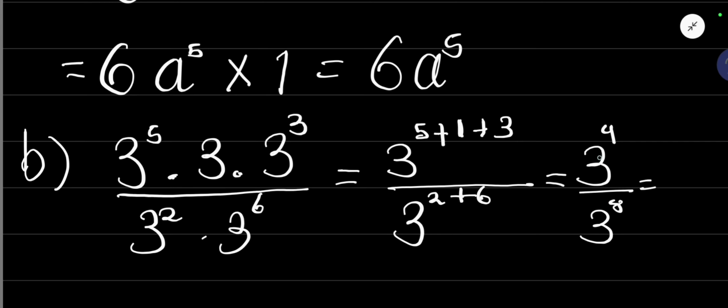Dividing, you see, you are dividing the powers of the same base. When you divide the powers of the same base, you subtract the exponents. Okay, 9 subtract 8. Remember, it is always the exponent of the numerator subtract the exponent of the denominator.